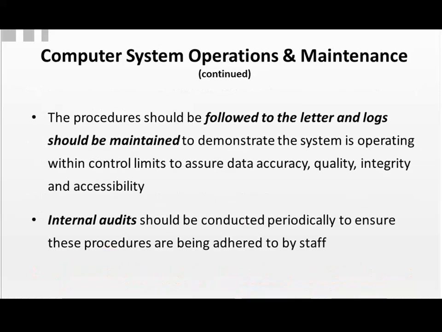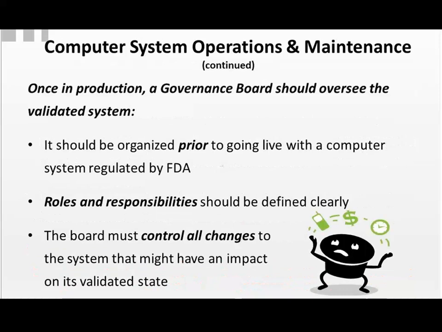Procedures, of course, have to be followed to the letter, and you need to have internal audits to make sure people are following those. Policies have to be adhered to. And once your system's in production, you should have a governance board assigned to oversee the validated system, make sure that they are maintaining it in a validated state. This should be organized before the system goes live with clear roles and responsibilities.